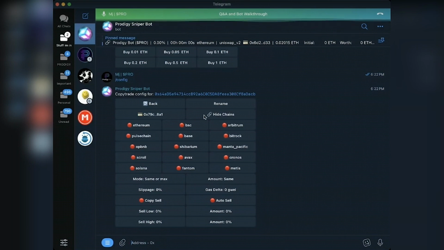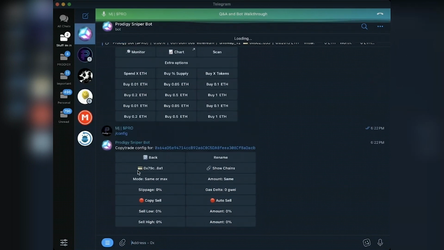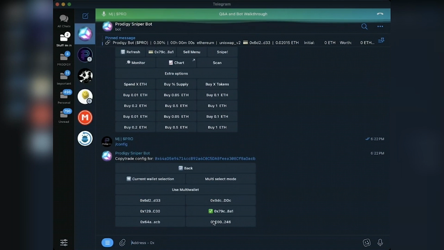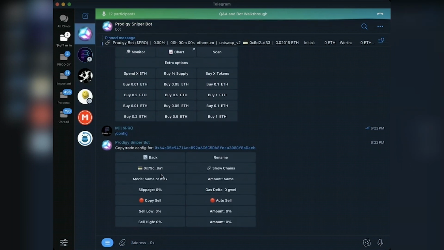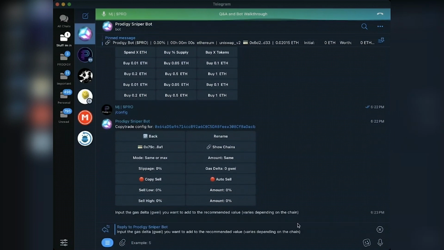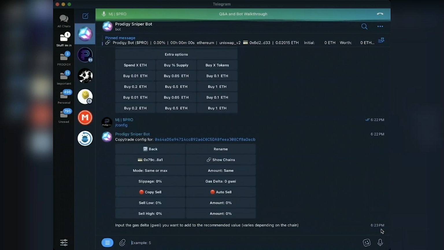You can select if you want to do it with multi-wallet or with any of your wallets. You can select your slippage for copy trading. I mean, you probably want to do like 5% because that's kind of to avoid MEVs, usually below 5% is fine. Most coins are at the max, what, like 3% tax? So your transaction shouldn't have an issue with going through. Your gas delta is to try and obviously speed up your transaction. Zero gwei. It depends on the chain you're using. The mode, same or max.